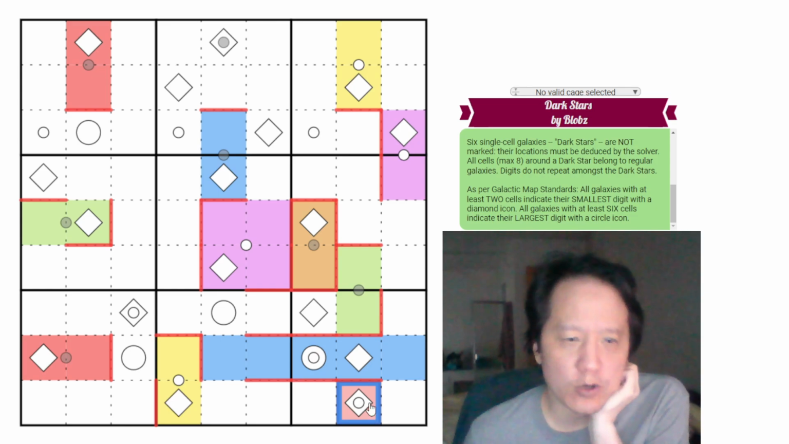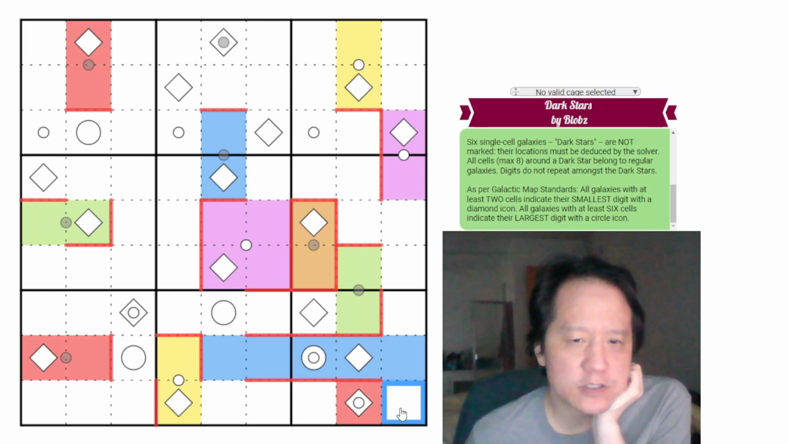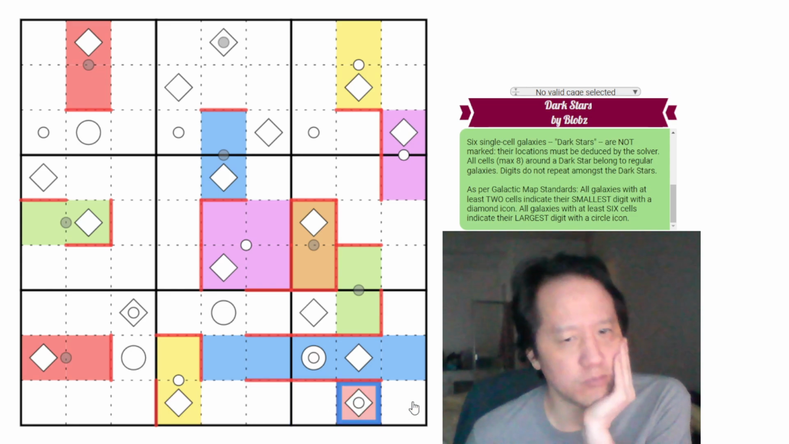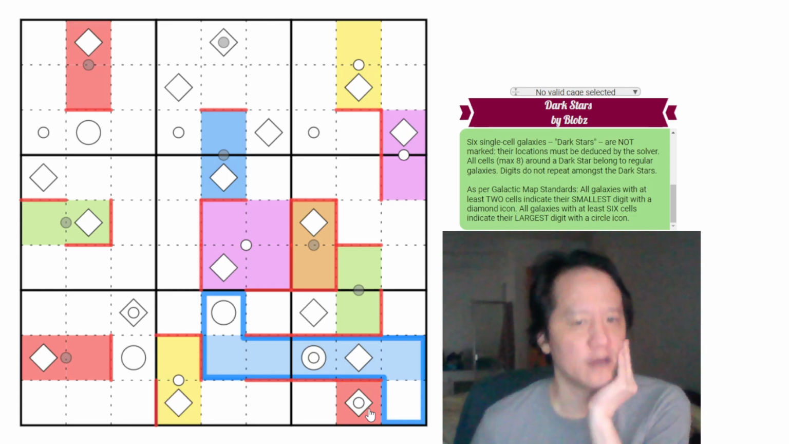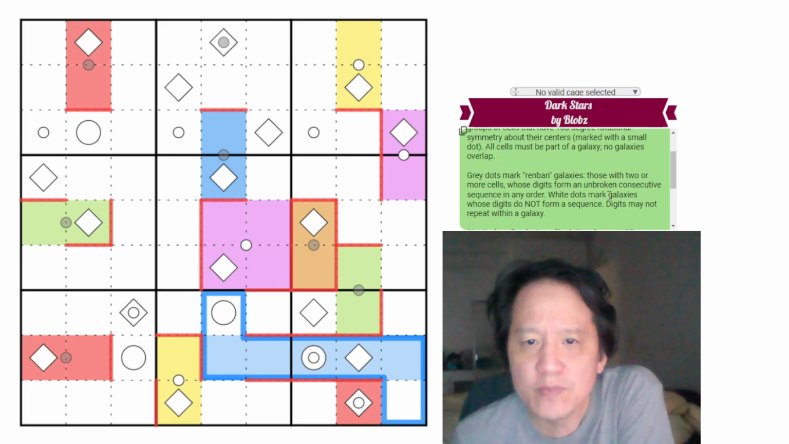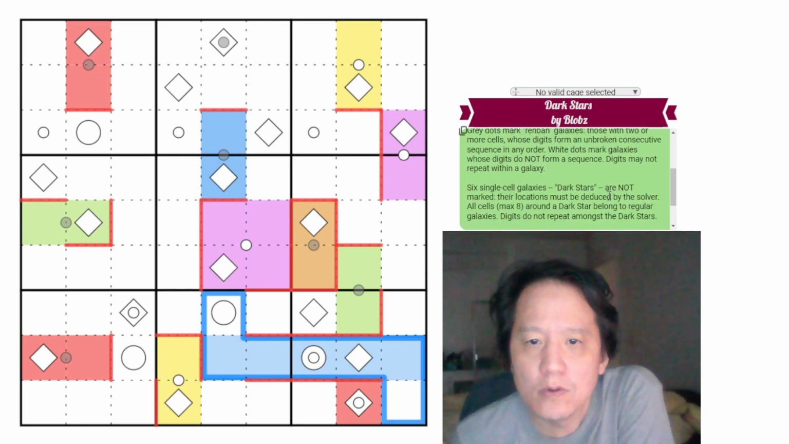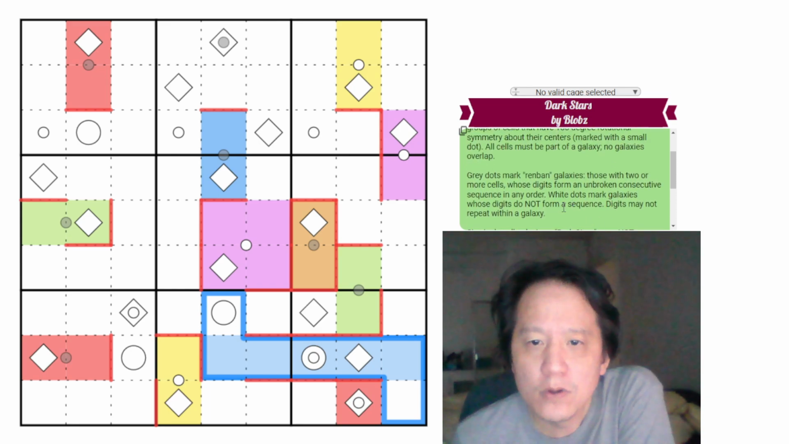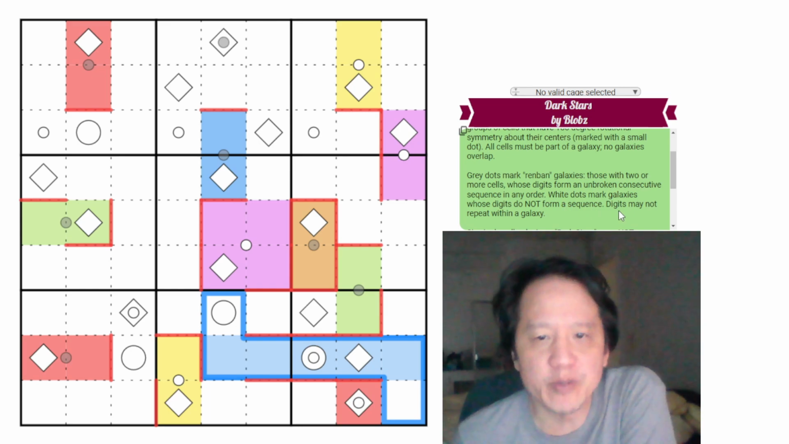If this is 1, say this was 1, this could be a dark star, but the problem is, I guess that could be a dark star too. Okay, if this is 1, it could be something like that, right? Oh, wait. Digits may not repeat within a galaxy.